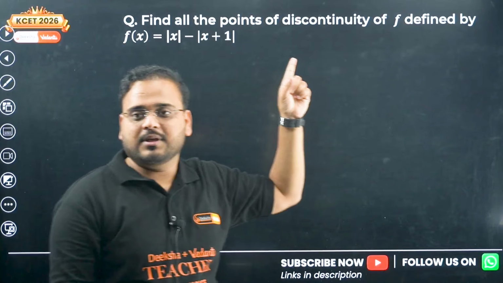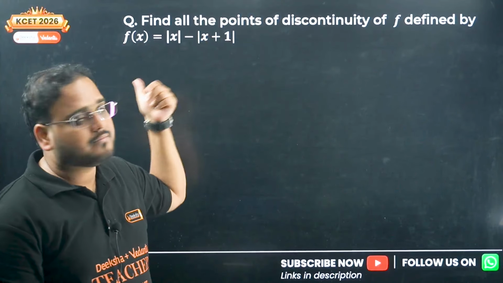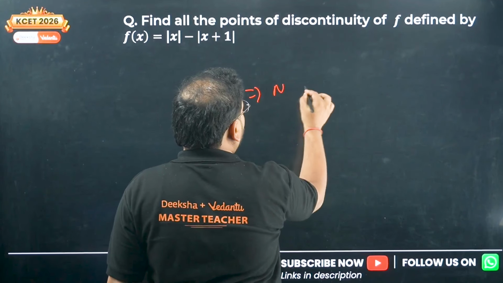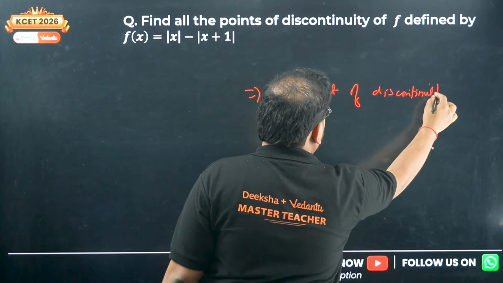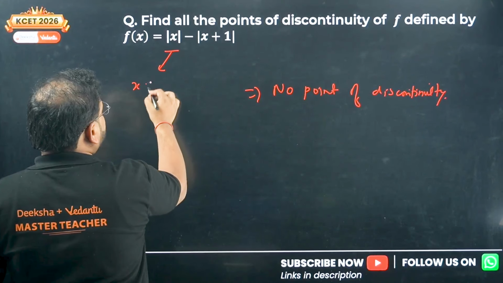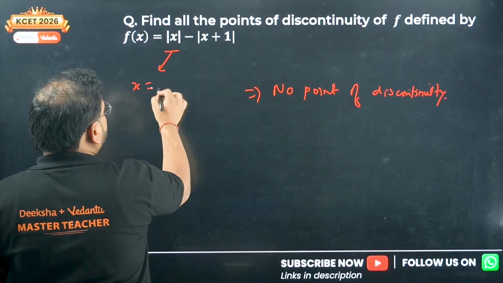Same question over here. Find the point of discontinuity for the given function. Answer: no point of discontinuity. Reason? Check here, mod x. The critical point is what? x equal to 0. Here we have x minus 1, x equals to minus 1. Check this out. Here we have the critical point as x equals to minus 1.